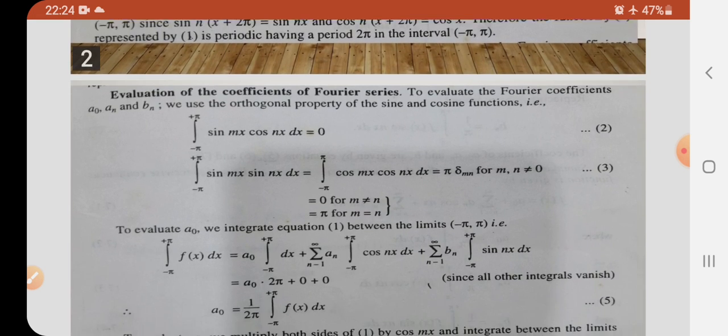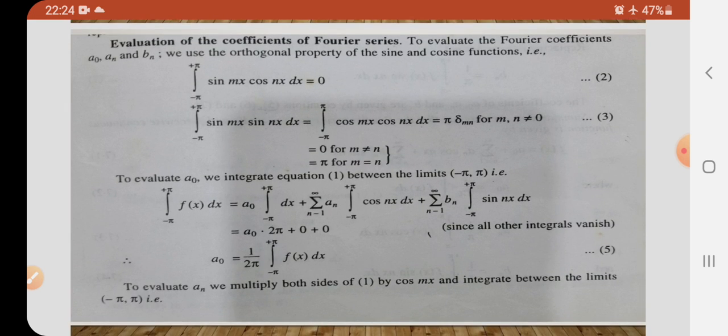Okay, now we will evaluate the coefficients of the Fourier series. What are the coefficients? a0, a_n and b_n. For this, we use the orthogonal property of the sine and cosine functions. Okay, what is the property?